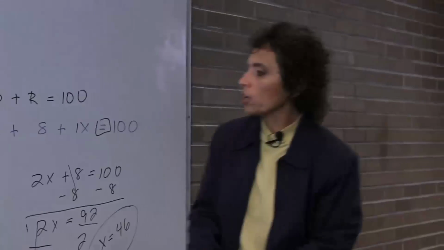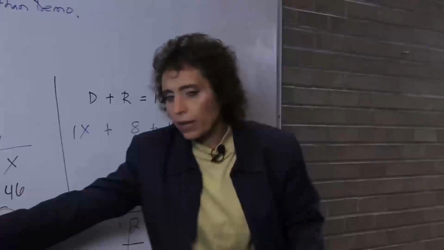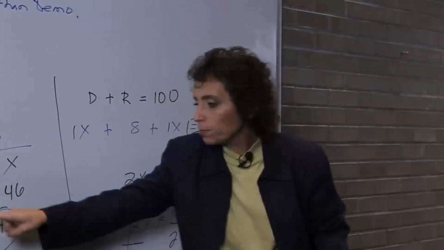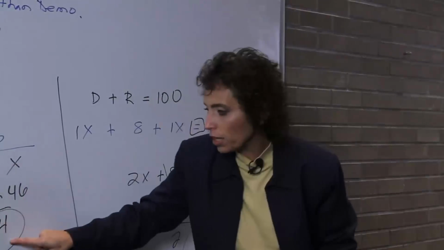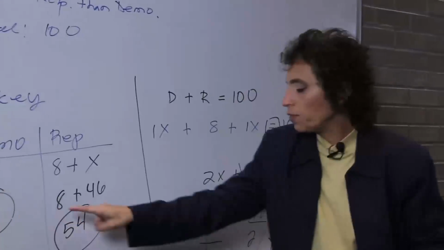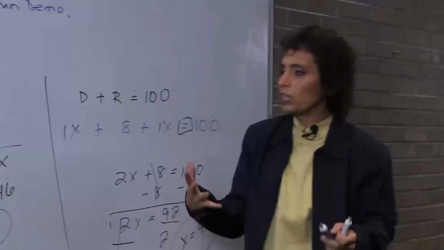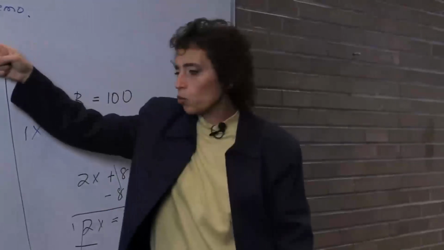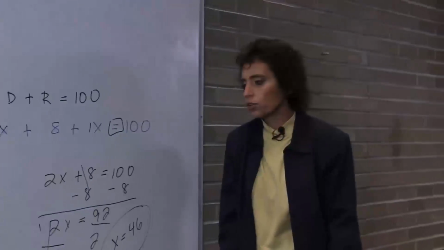Now here's what it says. We have 8 more Republicans. Do we have 8 more Republicans? Yep, because 46 plus 8 is this. Is there a total of 100? Well, let me see. 54 plus 46, yes, that's 100, so that's the check. It's just got to check in the words. That's all you're doing.